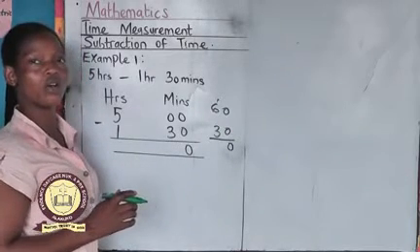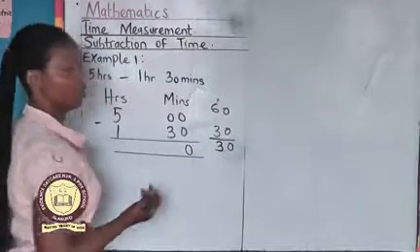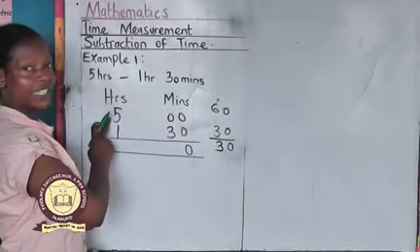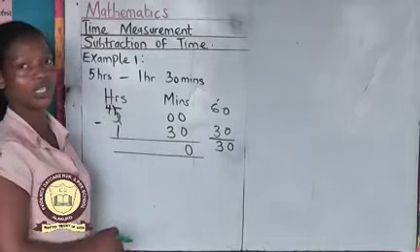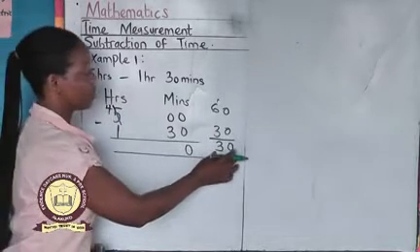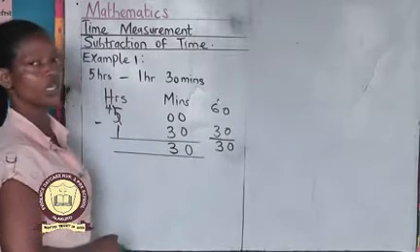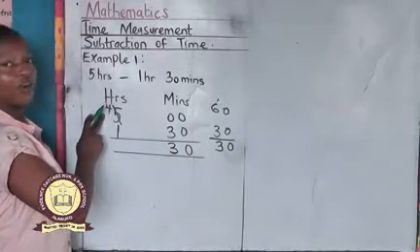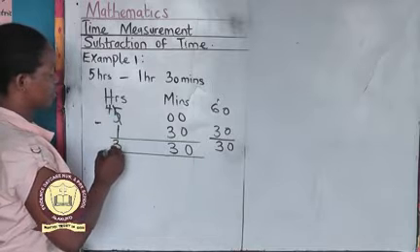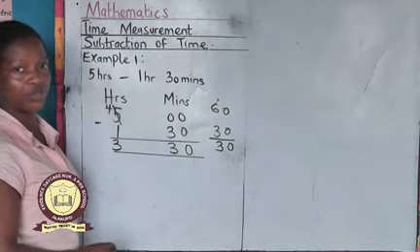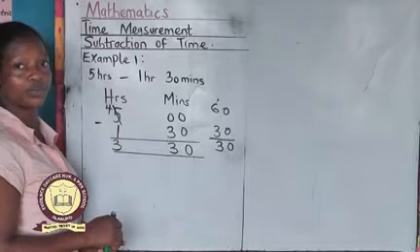You are going to take away your 3 from 6. You have 3. Don't forget that you have borrowed 1 here. The one you borrowed, you cross it, you write 4, remainder 4 here. So your time under your minutes is 30. This one now is remainder 4. Take away 1 from 4, it will give you 3. I believe you understood.